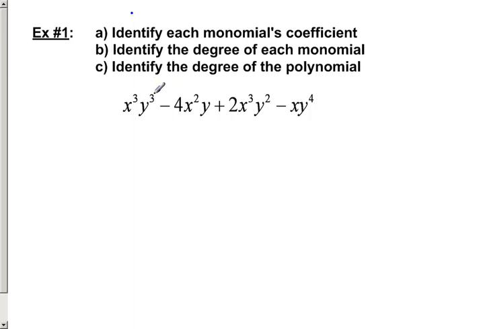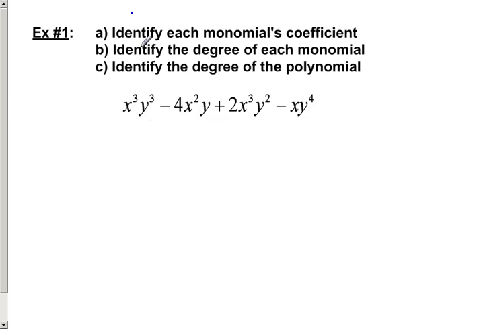Constant, it's just a number. Coefficient, it's going to be the number within a monomial. Monomial is a term where only multiplication is going on. So these little problems here have been designed to help you out.